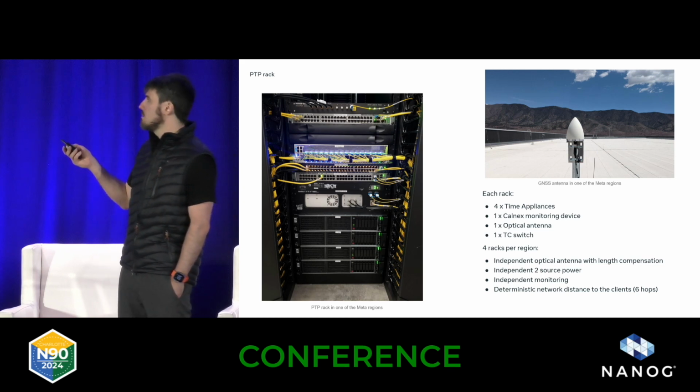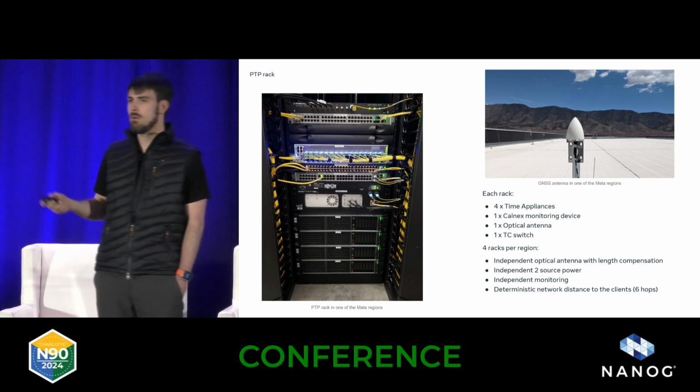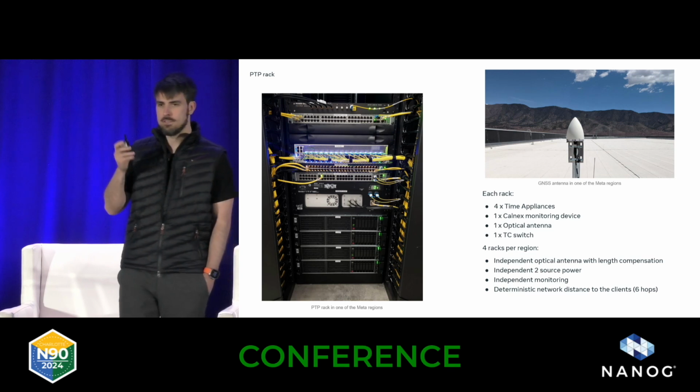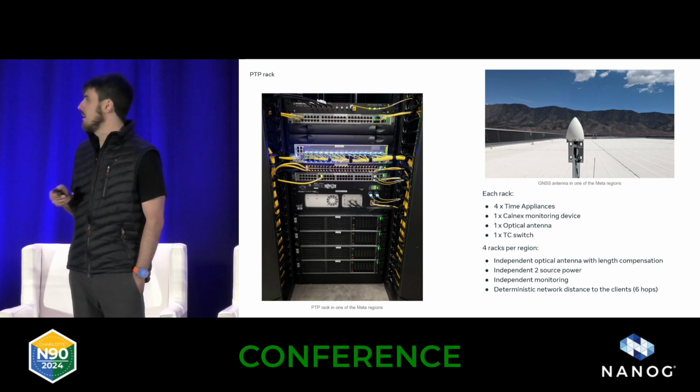And we have 4 racks per region like that, which means they use different antennas, different power sources, and different monitoring, and they all have a deterministic distance between them and the client, which is 6 hops. Again, we'll come back to this.